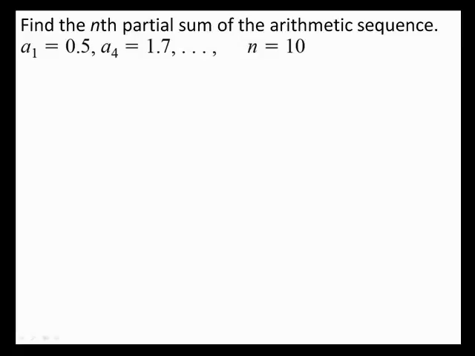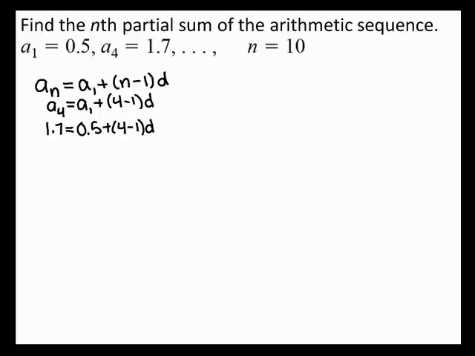Find the nth partial sum of the arithmetic sequence. a sub 1 is equal to 5/10, a sub 4 is equal to 1 7/10, n is equal to 10. Use the formula a sub n is equal to a sub 1 plus the quantity n minus 1 times d. Substitute 4 in for n. Substitute 5/10 in for a sub 1 and 1 7/10 in for a sub 4.